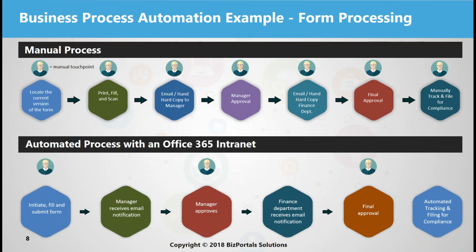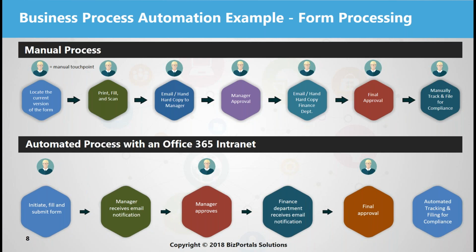So to help see the difference between manual and automated process, let's look at a very simple example of an expense reimbursement form that needs the manager's and the finance and accounting department's approval. As you can see, there are many manual steps and touch points for even a simple workflow such as this. You have to first locate the updated form, print it, fill it out manually, and attach the receipt and scan and send it to your manager or physically hand it to them for them to sign.